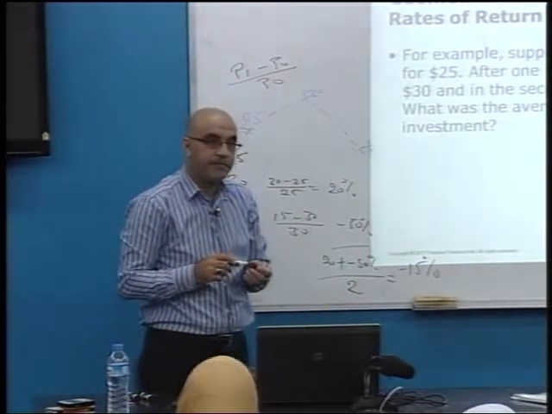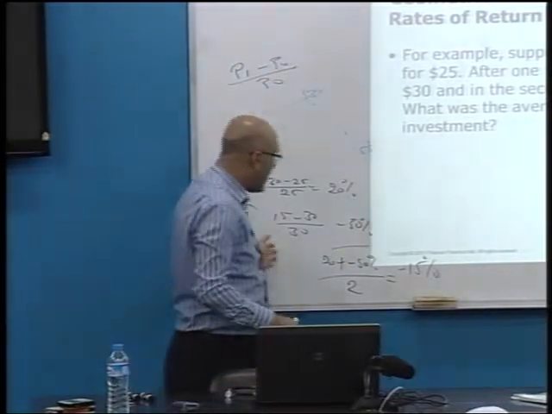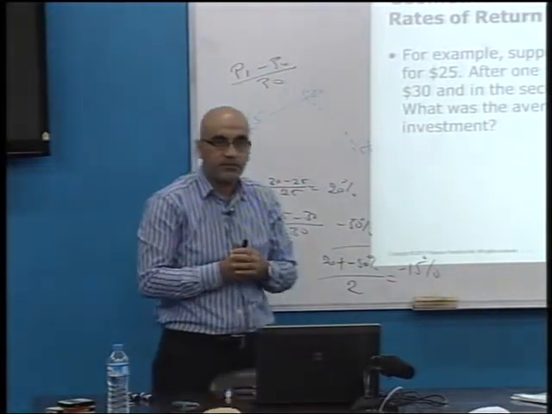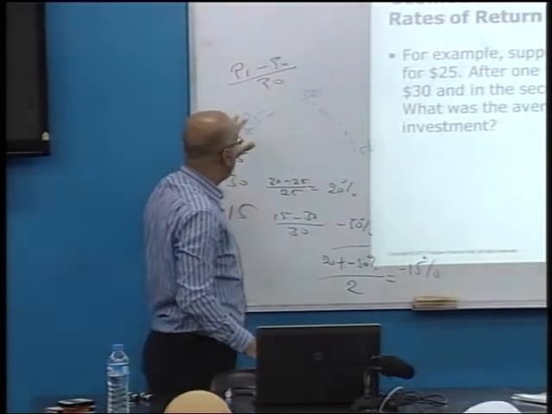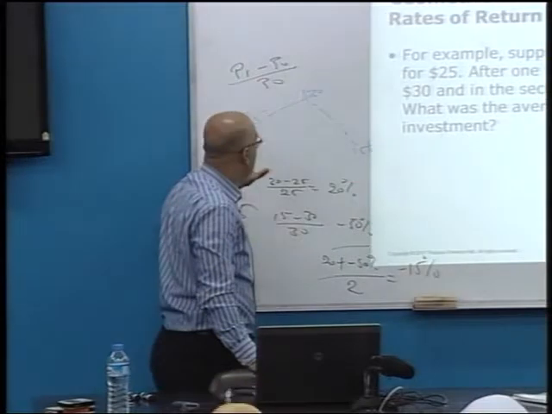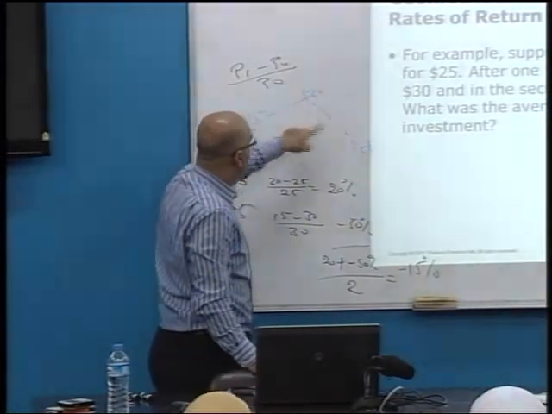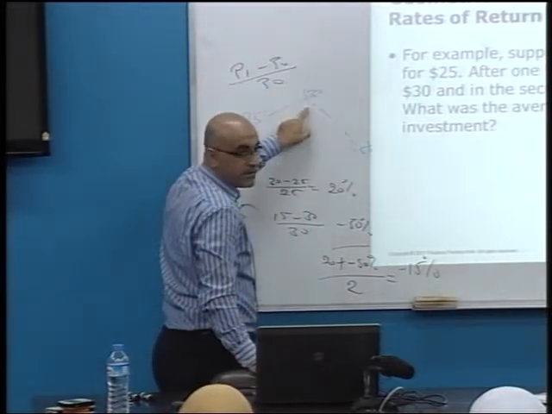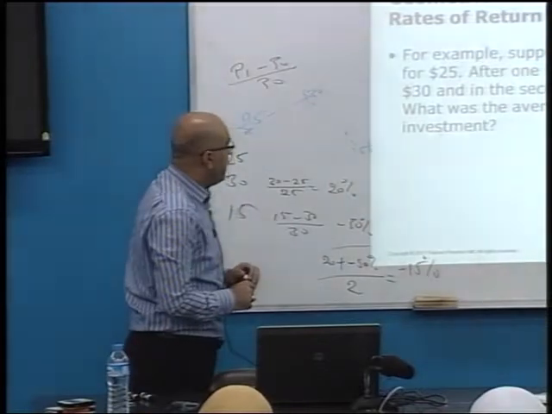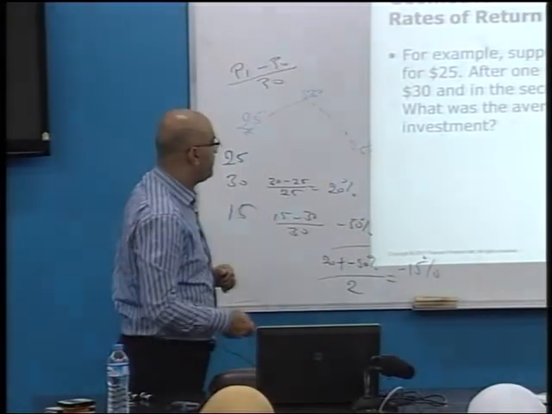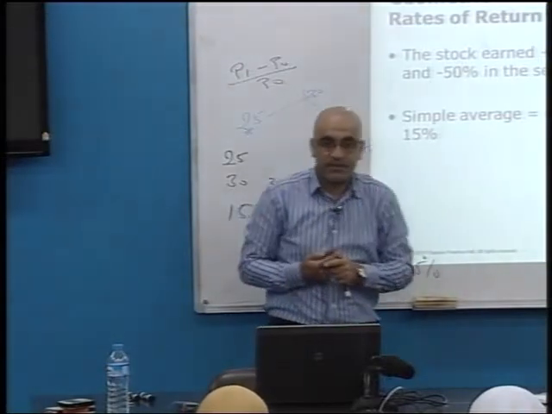Is it right? So this is the average rate of return based on the arithmetic method. How do we calculate this? Just 30 minus 25, then 15 minus 30. We calculated it this way, and you see this result, 15%.